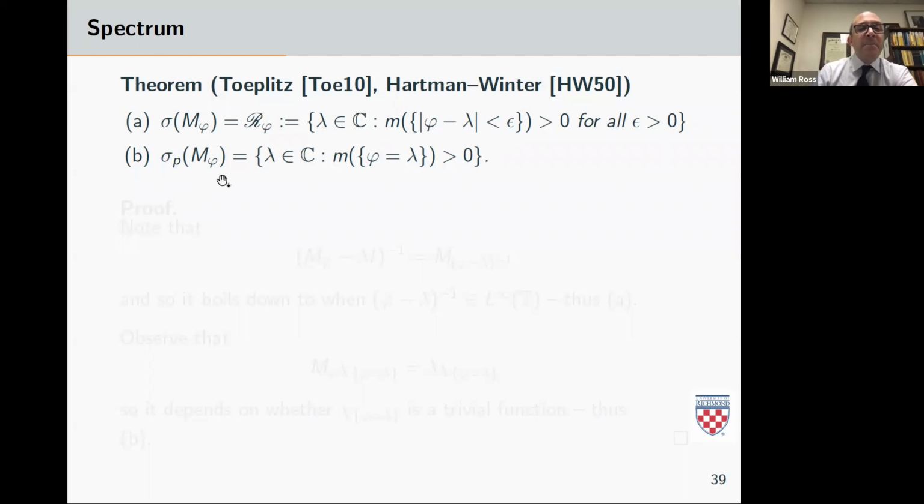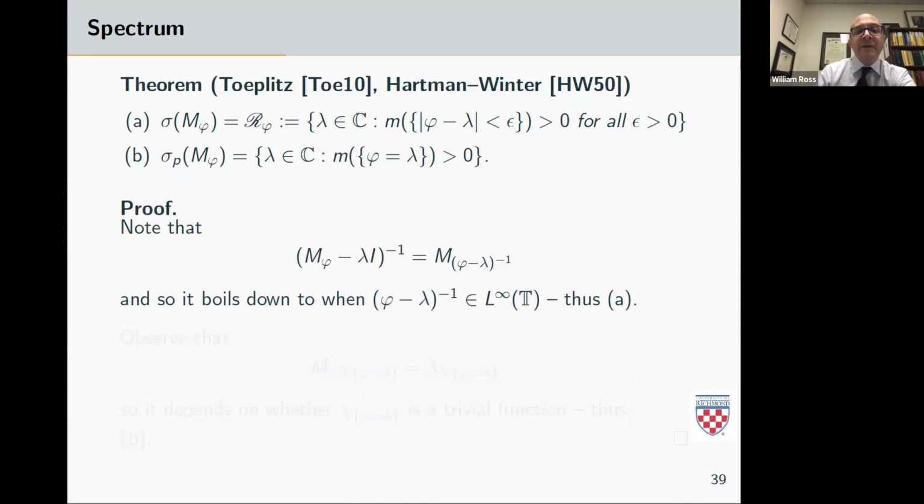And then there's the point spectrum of M phi. These are going to be the complex numbers lambda for which the measure of the set where phi is equal to lambda is a positive number. All right, so again, proofs, I'll give you an idea of how it goes.